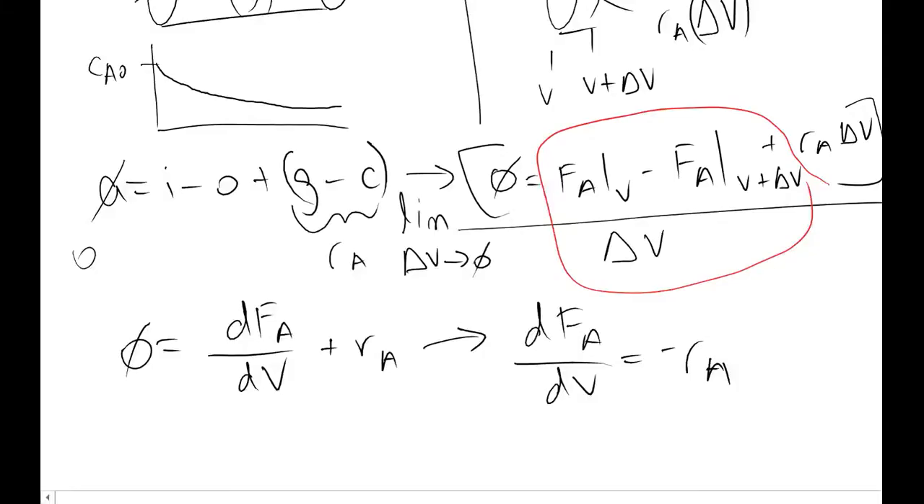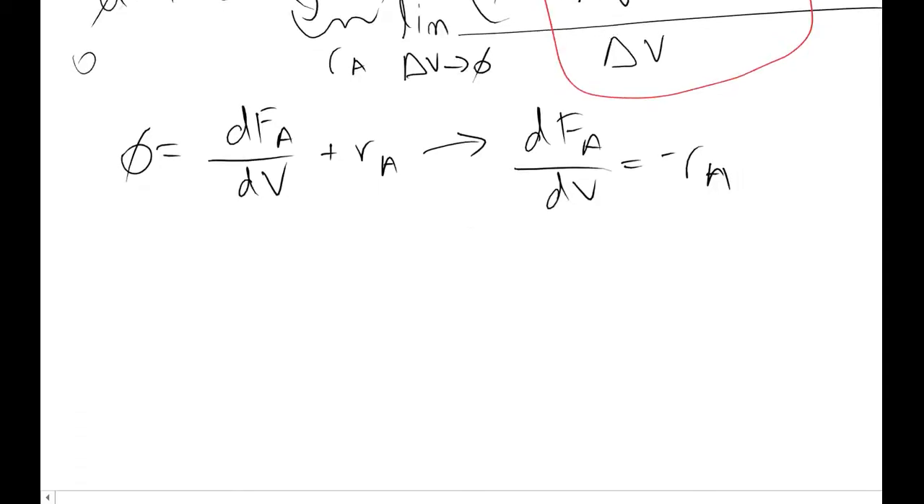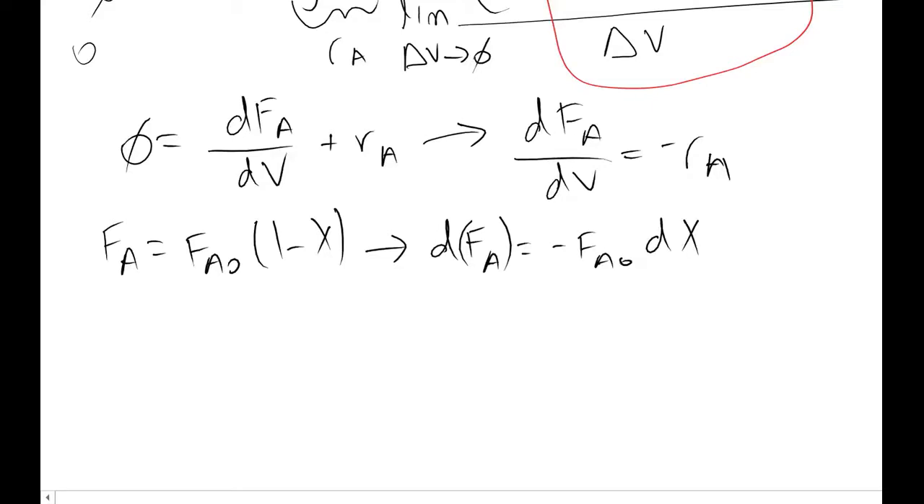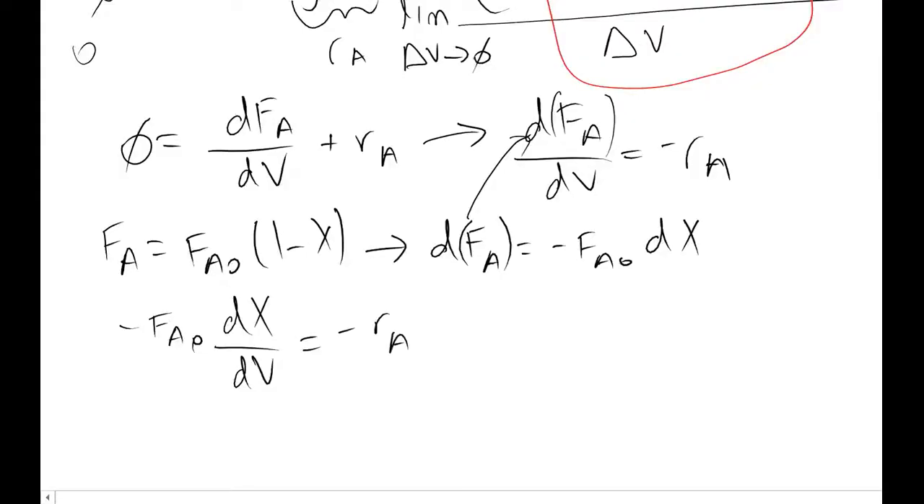And if you wanted to have an idea of what kind of reactor volume of a plug flow reactor you'll need for a desired conversion, we can do that by going back to Stoich tables and realizing that the definition of FA is equal to FA naught times 1 minus X. Therefore, dFA is equal to minus FA naught dX, and we can plug this relationship into this equation, and we will say that minus FA naught times dX dV is equal to minus RA.